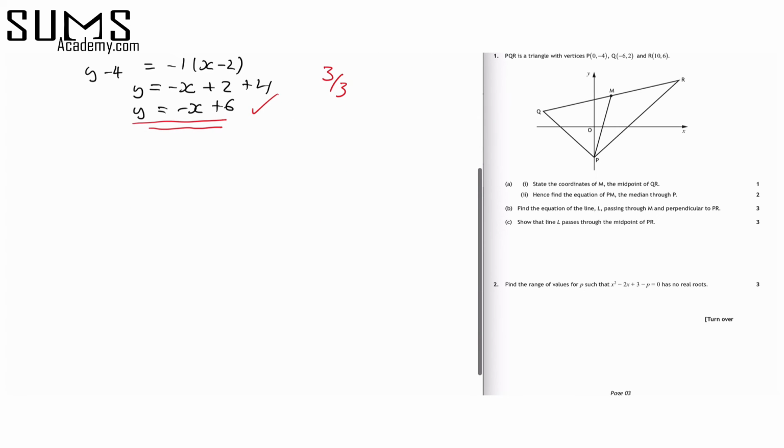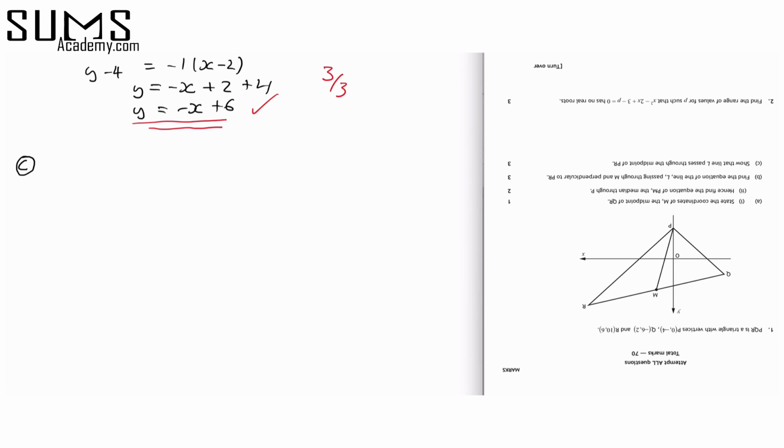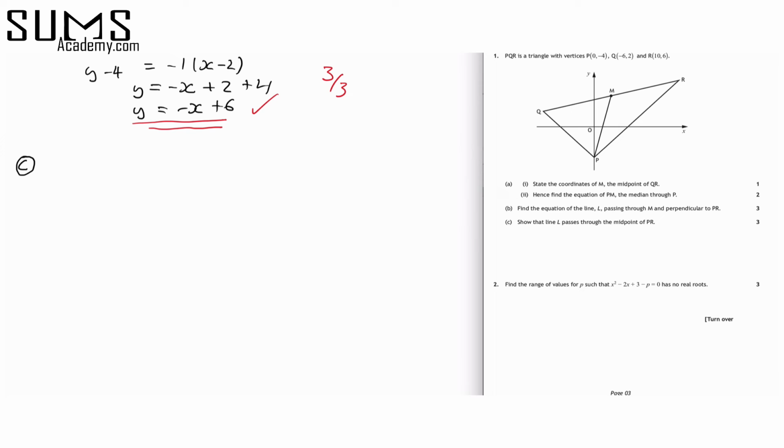Okay, now to part C. Show that the line L passes through the midpoint of PR. So there's going to be a line over here. This line L goes straight through here, right? We want to prove that this point here is also the midpoint of RP. So how are we going to prove this? First of all, we want to get the midpoint of RP.